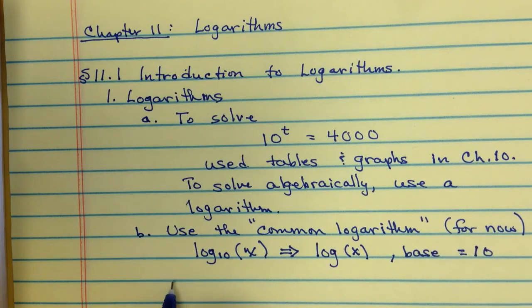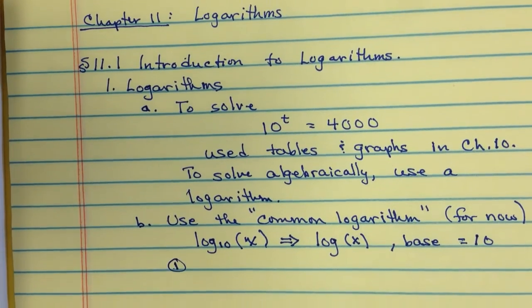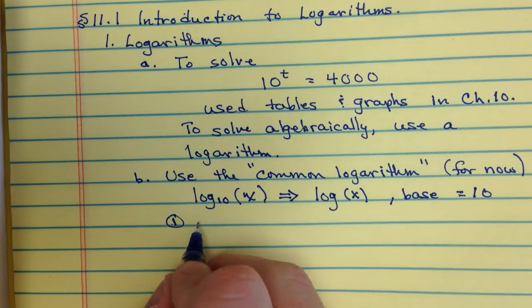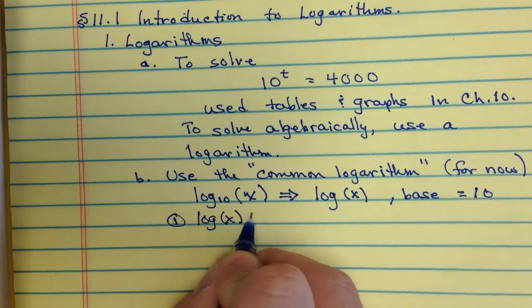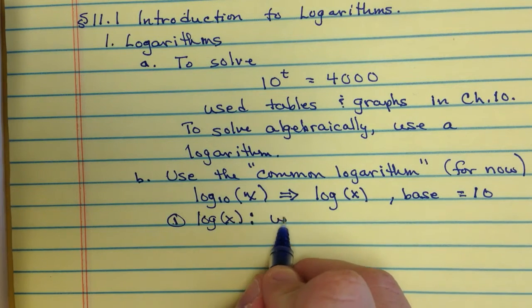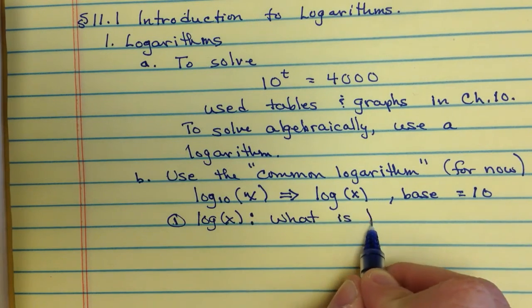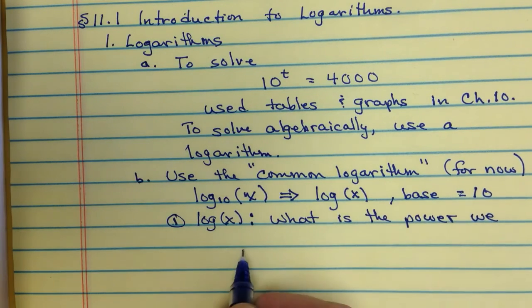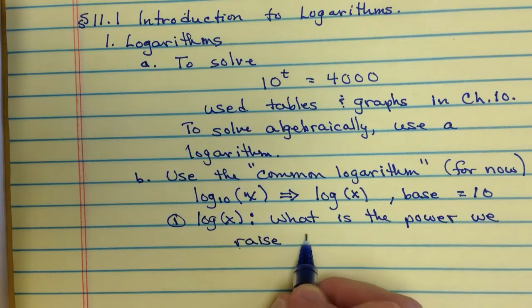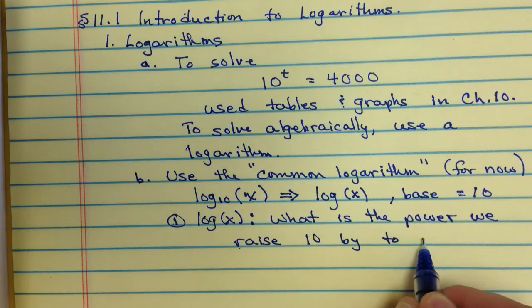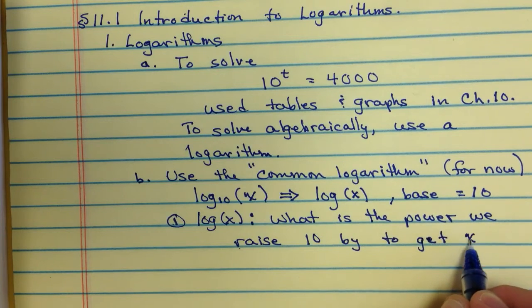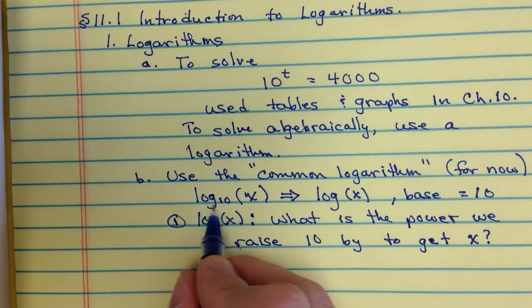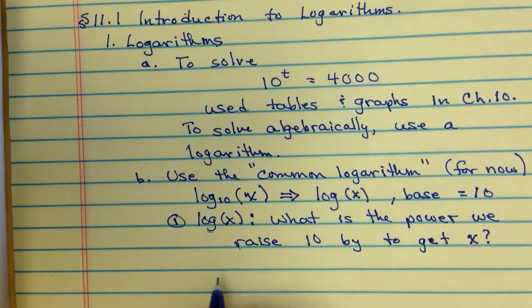Okay, so let's think about a couple of these things. Basically, these are very, very simple. You just have to wrap your head around it. So if I write log of x, this is asking a very simple question: what is the power we raise 10 by to get x? All right, so the logarithm is always asking for an exponent. So this log of x is an exponent, and we've got to keep that in mind.